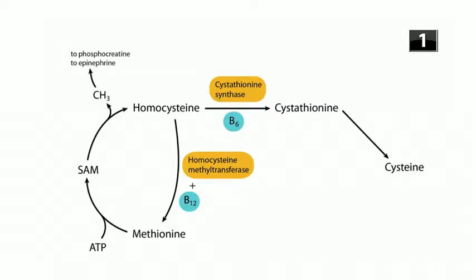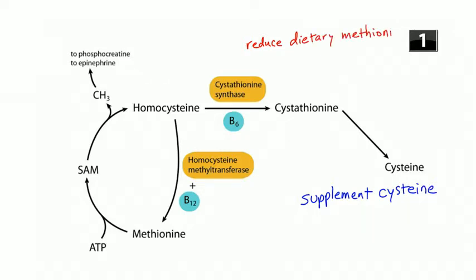Then the second part of the question asks, how does the treatment differ for each of these? Well, for all of these, you're going to need to supplement cysteine, because if you can't make cysteine, cysteine becomes an essential amino acid. Then, if you have a cystathionine synthase deficiency, you also want to reduce dietary methionine, so you're not making so much homocysteine.